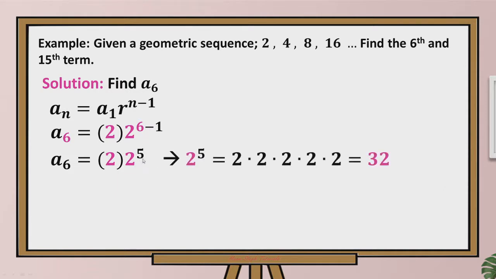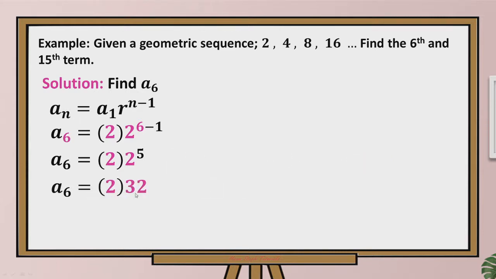And then we know that 2 raised to 5 is multiplying 2 5 times. So 2 times 2 times 2 times 2 times 2. So 5 beses. So that is 2 raised to 5 is equal to 32. Kaya we have 2 times 32 here. And then 2 times 32, the result is 64. Kaya for this alone, we know that yung 6th term natin ay 64.